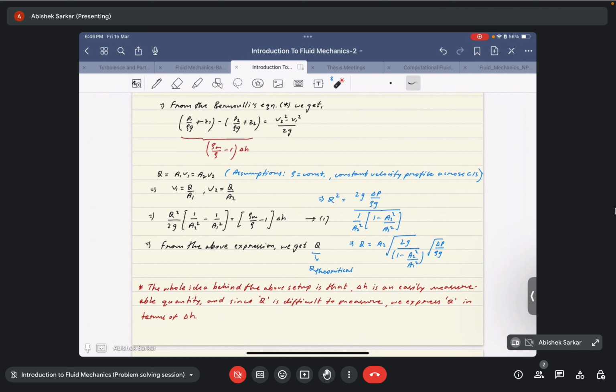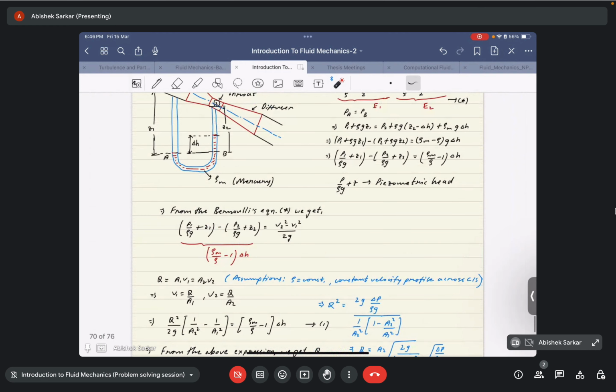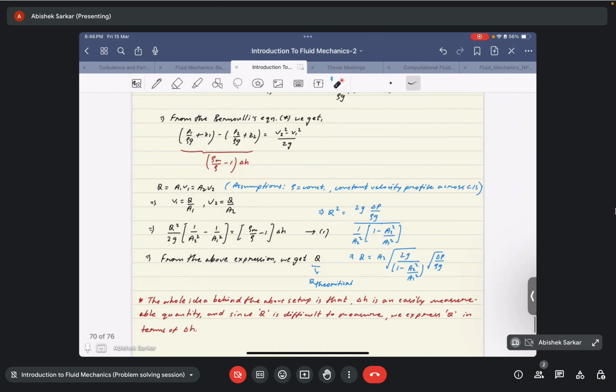All of the terms are known here. A2 can easily be known from the dimensions of the venturimeter, because that will already be mentioned by the manufacturer themselves. g is a constant, rho is a constant, and delta p is the only thing that we have to measure. That can be easily obtained using the U-tube manometer. So that is the only parameter that we need to measure in order to find the flow rate through the venturimeter.